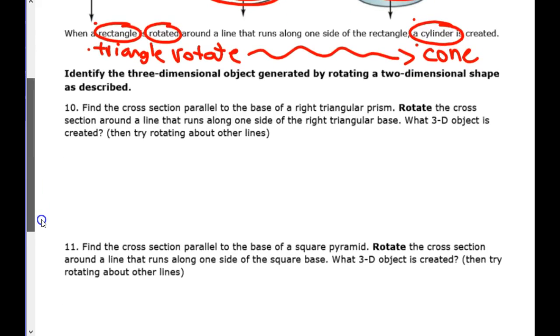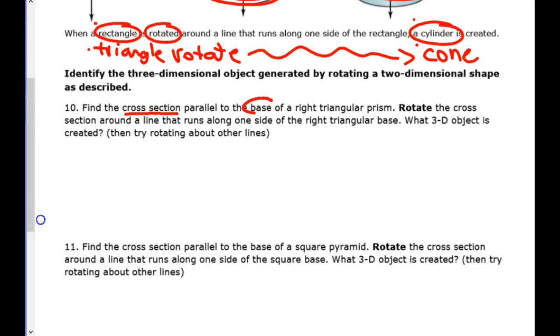It says, identify the three-dimensional object generated by rotating a two-dimensional shape as described, which is just a fancy way of saying we're going to do the rotation thing, right? But it's not the first thing we're going to do. The first thing we're going to do is do what we did yesterday. We're going to do the slice, and then we're going to do the rotate. Two things. So, what does it say? Find the cross section. Remember, that's the slice.